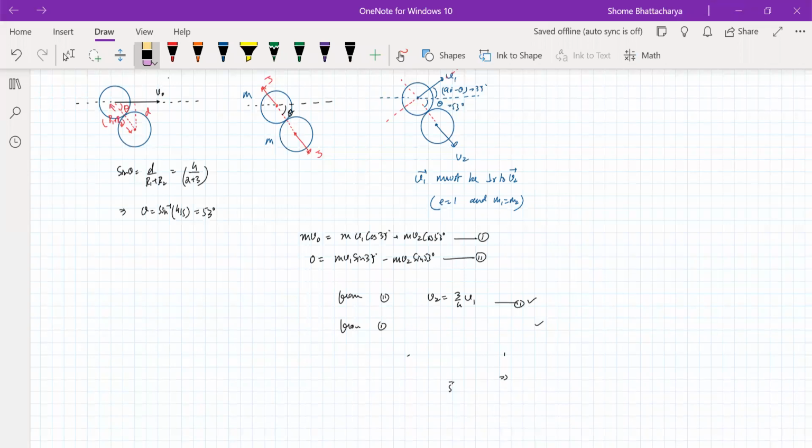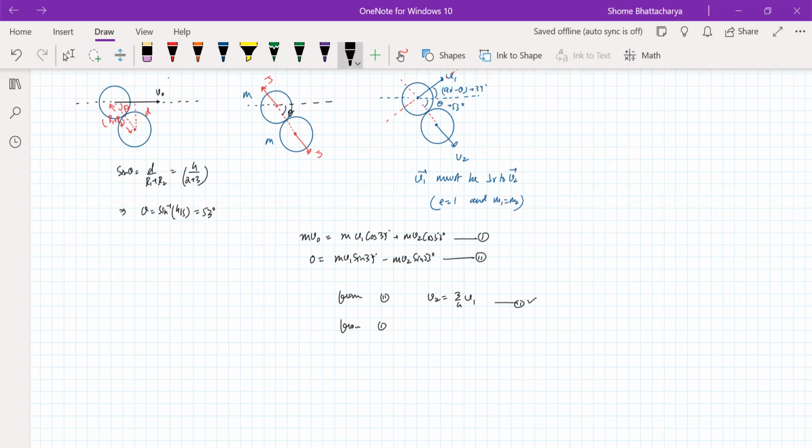What about the first one? Is it correct? No, that's also wrong, no? Because that's okay, because sine 37 is 3 by 5, and okay. So the first one is okay, the second one just has the wrong values taken.